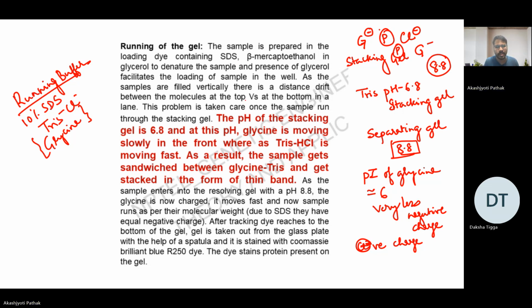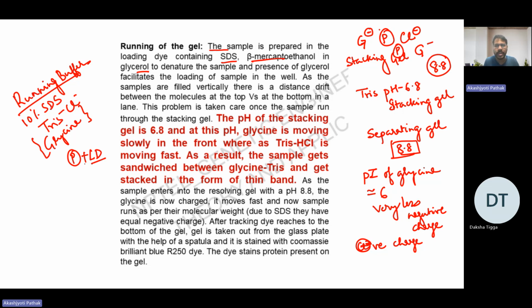Okay, so now let's read and understand this one by one. The sample is prepared in the loading dye containing SDS, beta mercaptoethanol, and glycerol. So what you are doing is, you have your protein sample, and you mix your protein sample with the loading dye. Your loading dye has three components: one is glycerol, second is beta mercaptoethanol, and third is SDS.